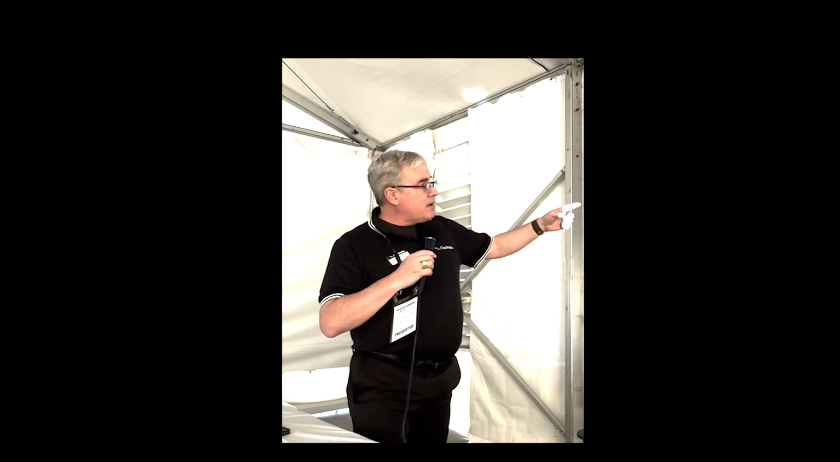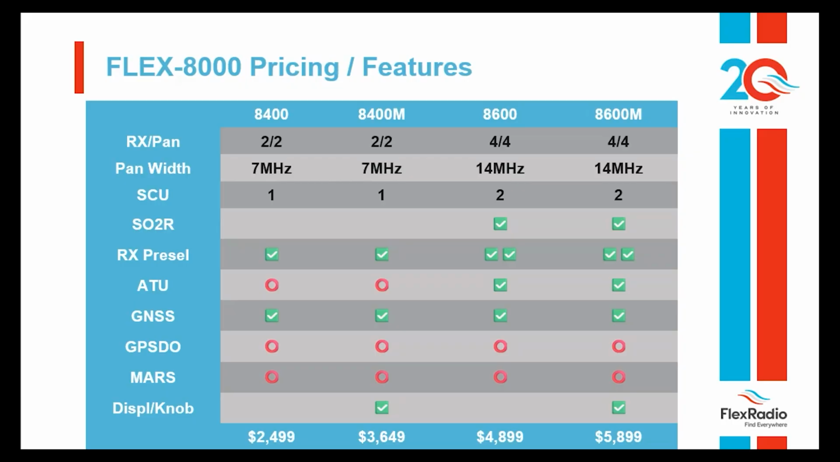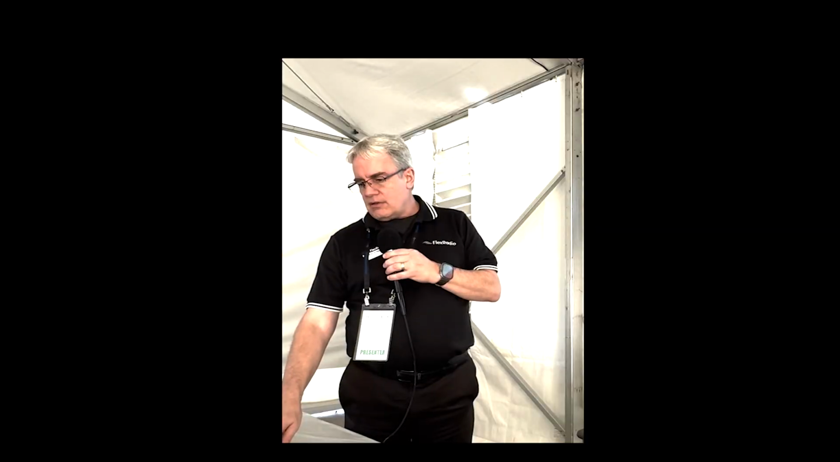This is the pricing on the radios and kind of a feature checklist. The things that are O's are optional. The things that aren't there are things you can't put in, and then the check marks are what's standard. I'll come back to this slide in just a second so you can get a chance to look at it.